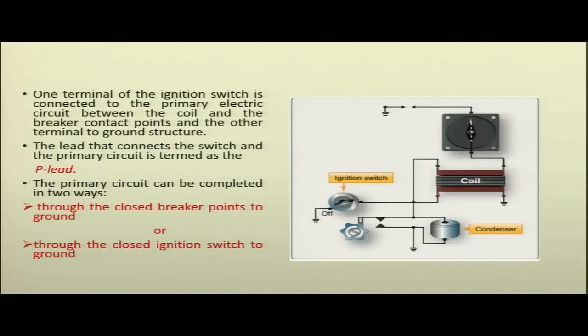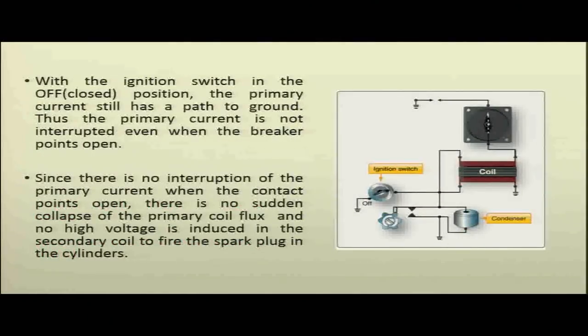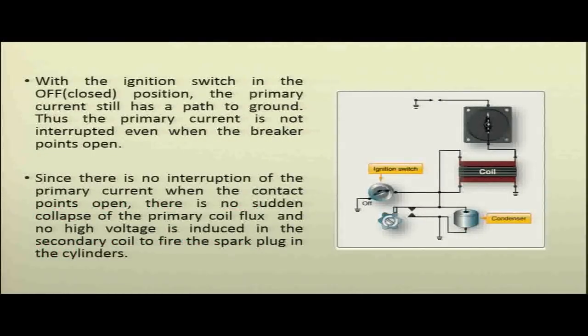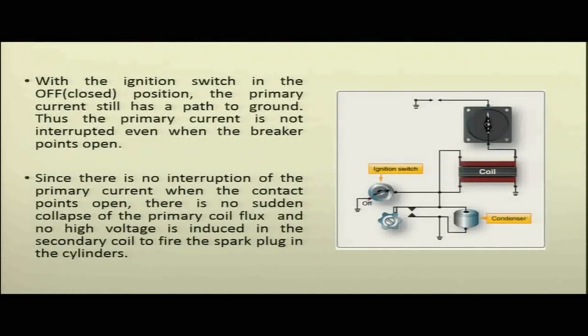Now, if we observe the figure, the primary circuit can be completed in two ways: through the closed breaker points to ground, when the contact points touch each other, or through the closed ignition switch to ground. With the ignition switch in the off position, the primary current still has a path to ground. You can see here in the figure, with the switch in the off position, there is still a path to ground.